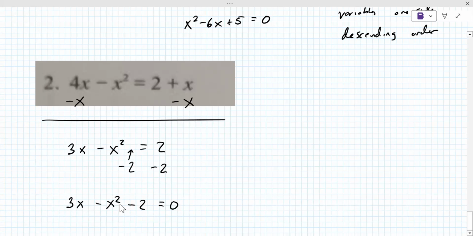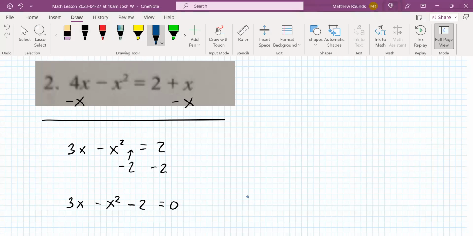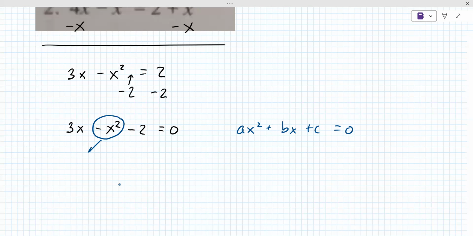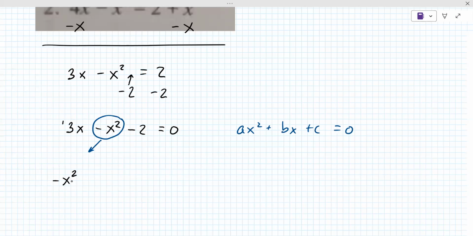This is all out of order, right? We want it in descending order. We want it to be ax squared plus bx plus c. It doesn't have to be all positive. It just has to be the x squared first. So this negative goes with the x squared, so that's going to come out first. So if it's negative x squared, there's really a plus there with 3x, so plus 3x. And then you bring the 2 down as well. So see how we reorganize it a little bit?